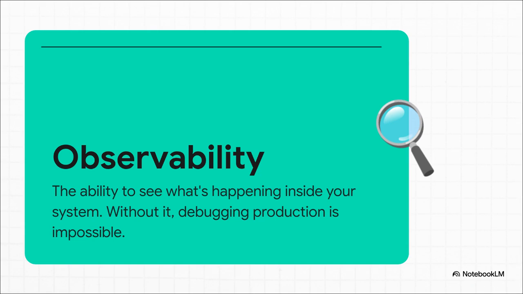AI agents are incredibly complex systems. They make decisions, they call different tools, they interact in weird ways. Without the ability to see why an agent did what it did, or which service call failed along the way, you are flying completely blind. Debugging becomes an absolute nightmare.